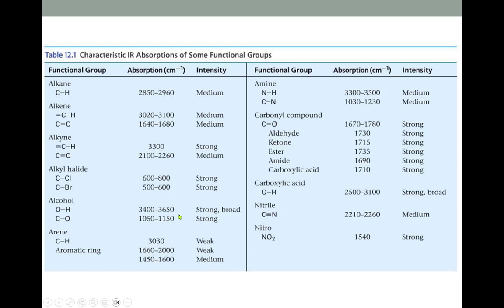We have similar peaks for lots of different groups here. Some of these will be particularly useful, as we'll see in a little bit. Some won't be as useful.